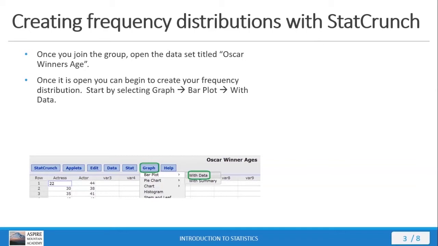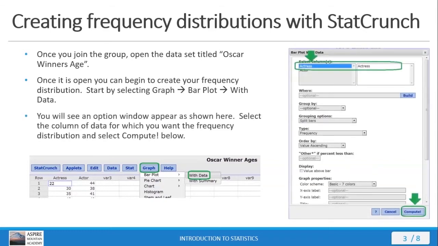You'll see an options window appear like this one here on your screen. Go ahead and, up at the top, select the Actress column, since this is where your data is located. Then, down at the bottom of that options window, hit Compute, and you'll get your frequency distribution.